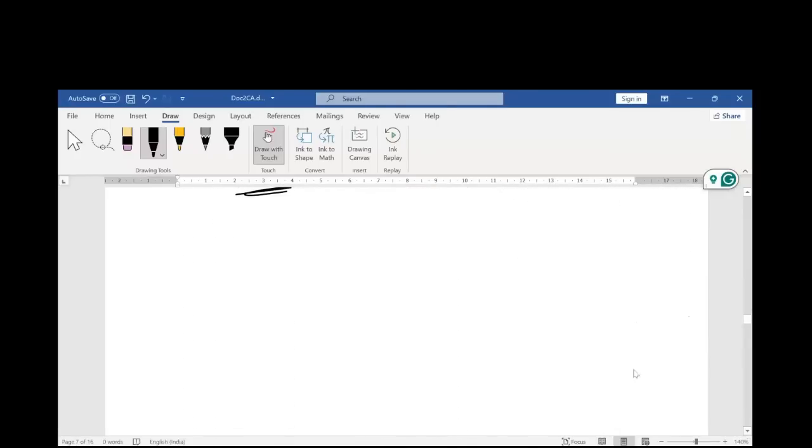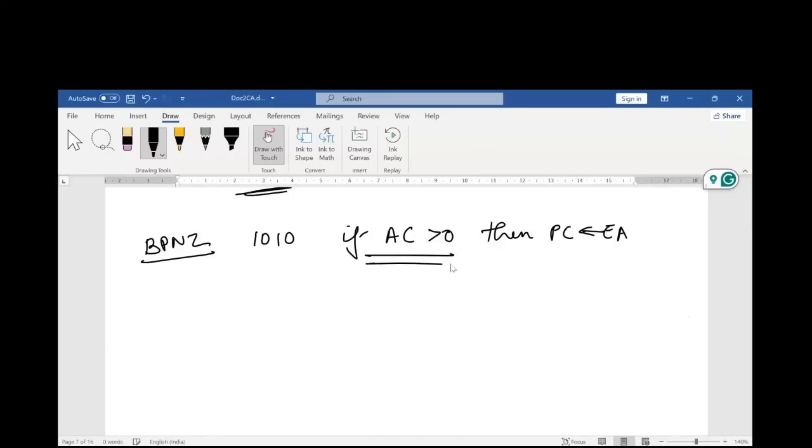Okay. Now, chalo, I'm giving you some time. For the last one, BP and Z, you'll be able to do it on your own. The opcode is 1010. Here what you have to do is, if AC greater than 0, then PC equals to effective address. Here we have to check AC greater than 0. What does AC greater than 0 mean? It is not equal to 0 and it is positive. Okay, so here we will have to check 3 things.